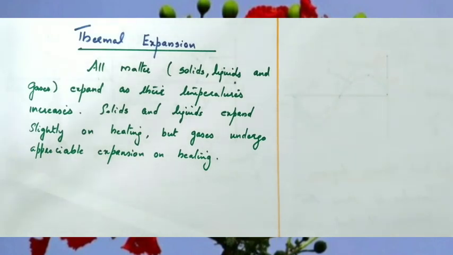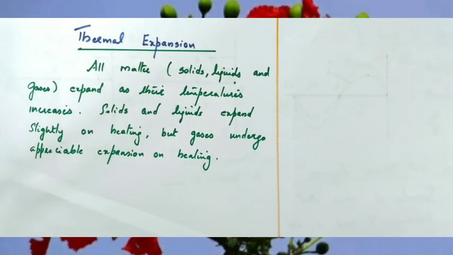From daily experience, we can say that mercury in a thermometer rises when the thermometer is put in slightly warm water. And again, when it is taken out of the warm water, the level of the mercury falls down. That means mercury expands on heating.